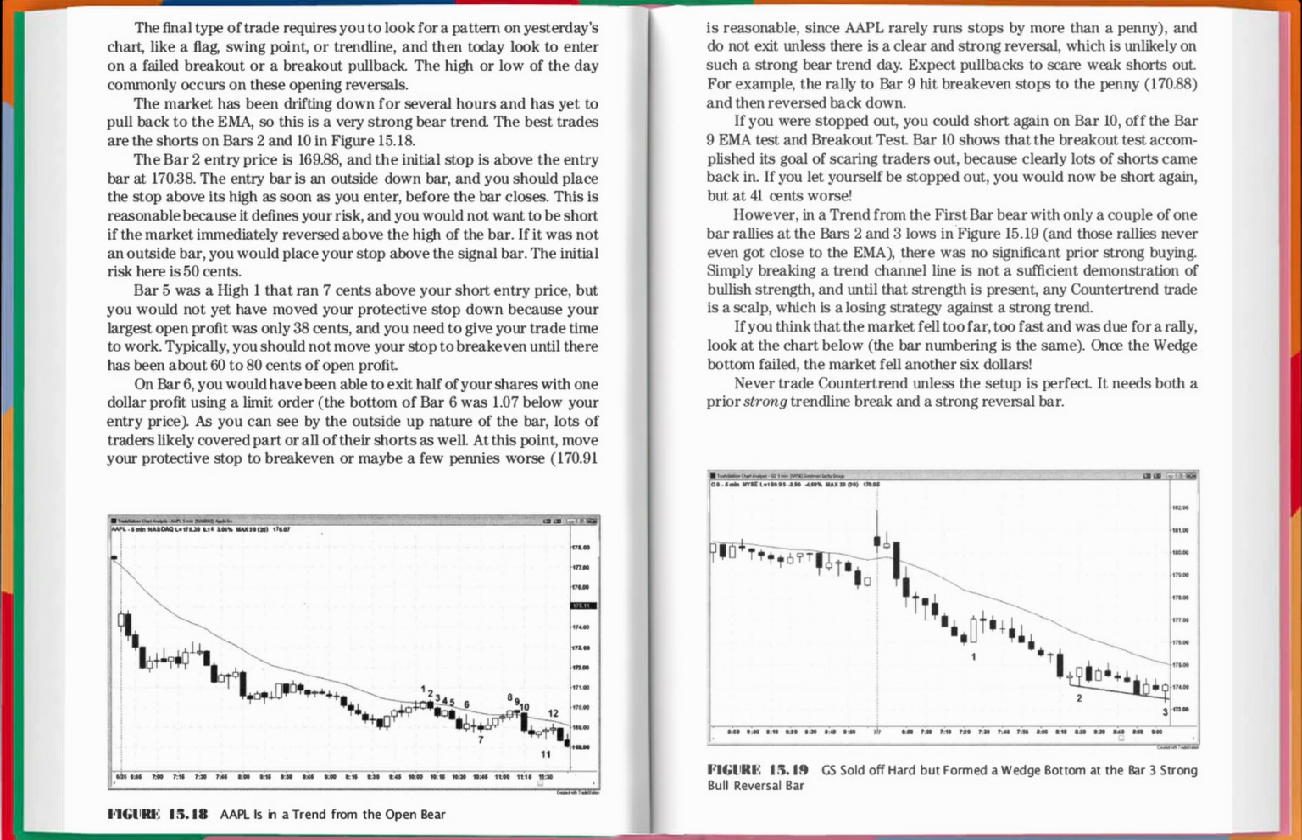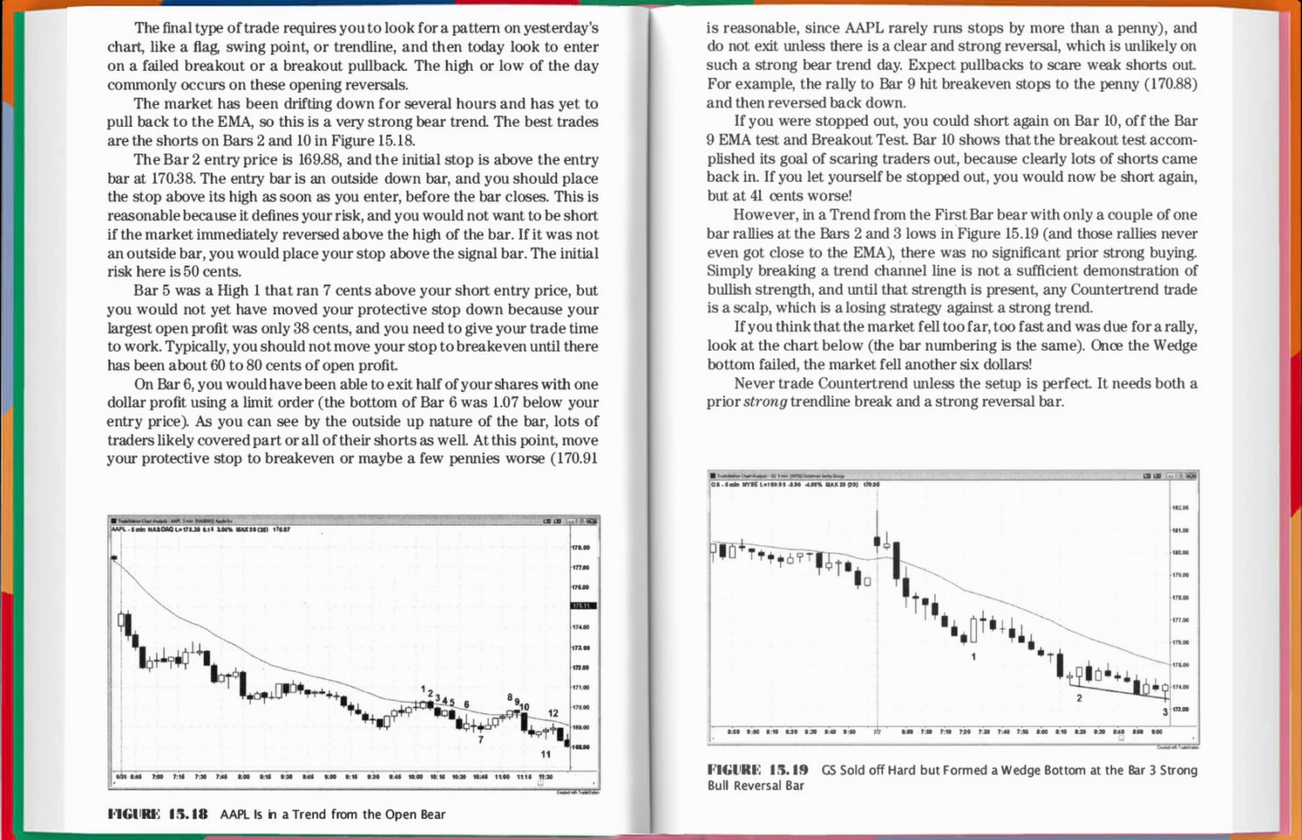This is reasonable because it defines your risk, and you would not want to be short if the market immediately reversed above the high of the bar. If it was not an outside bar, you would place your stop above the signal bar. The initial risk here is 50 cents. Bar 5 was a high one that ran 7 cents above your short entry price, but you would not yet have moved your protective stop down because your largest open profit was only 38 cents, and you need to give your trade time to work.